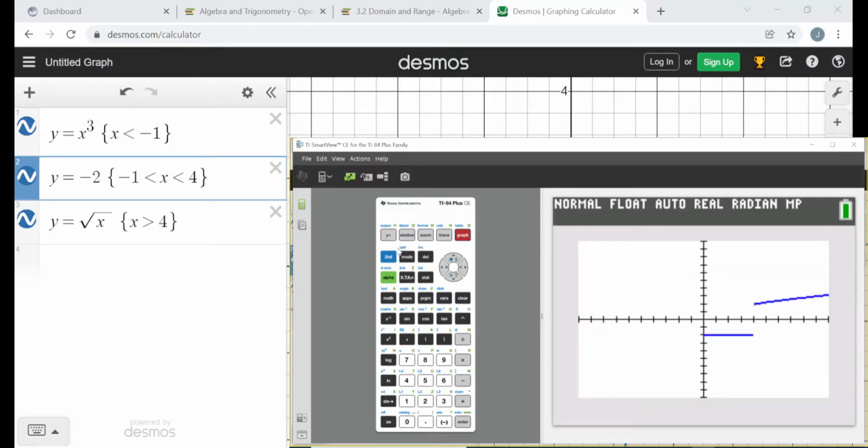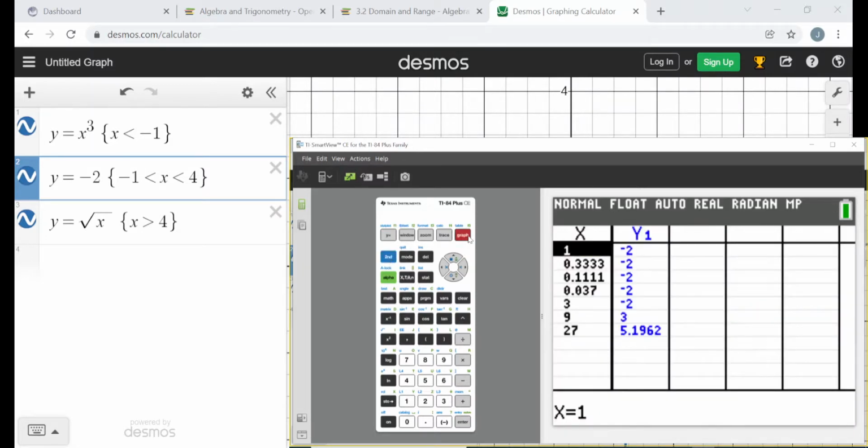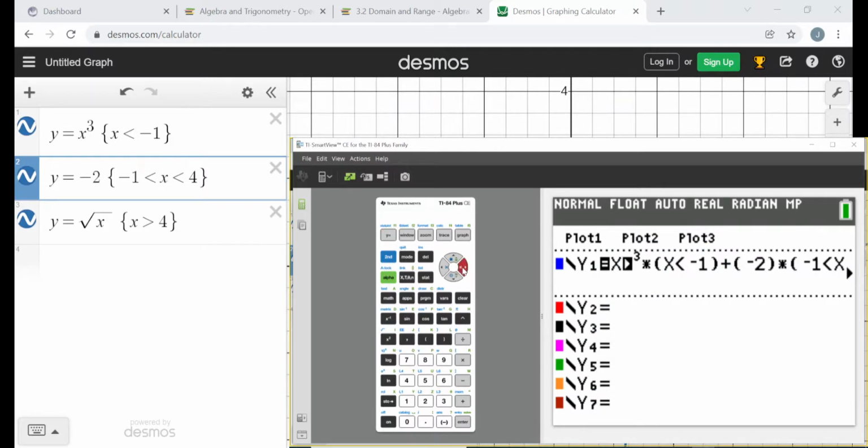Well, it should be good in a table. Yeah, stick to Desmos. But I see in a table, I plug in a number less than -1, say -3. That'll give me -27. Error. Why is there an error? Let's see. X cubed times its condition plus -2 times its condition plus the square root of. I see what happened, because you can't take square roots of negatives, and it's putting it there.